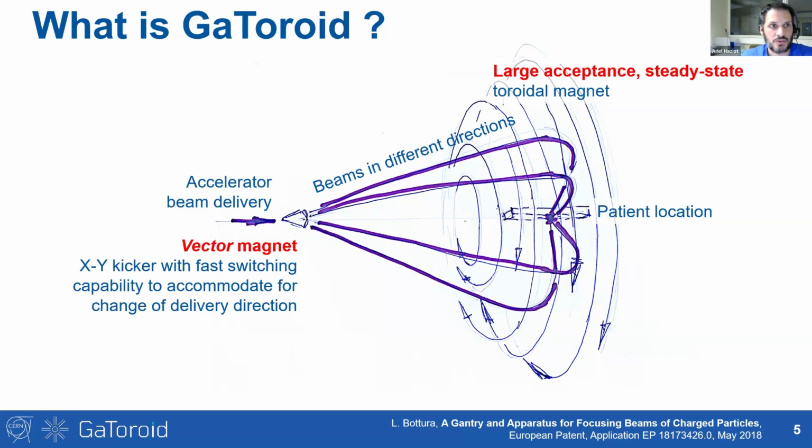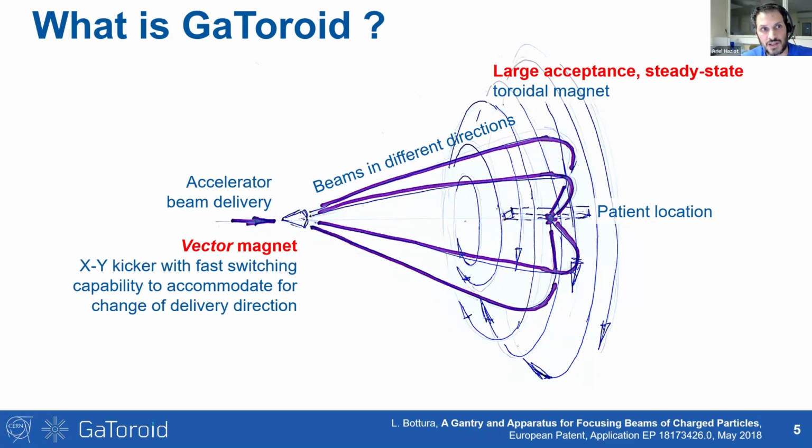So the idea behind Gateroid is to use axisymmetric field to bend the beam from any direction. And this uses toroidal magnets that are fixed and the field is in steady state. You can see here on this schematic the different elements of the Gateroid system. There is a vector magnet that receives the beam from the accelerator and kicks it in different direction depending on the treatment. And then the axisymmetric field is bending the beam onto the patient, whatever the direction it comes from.